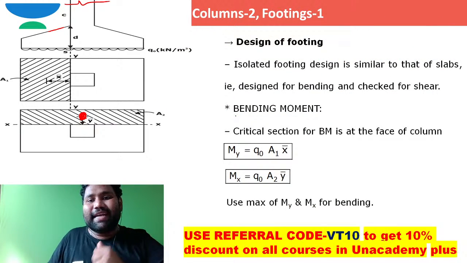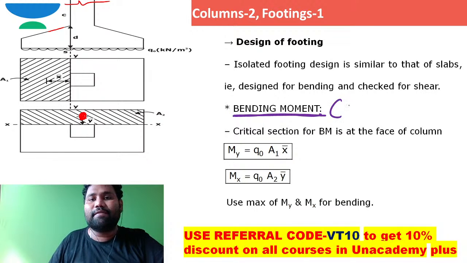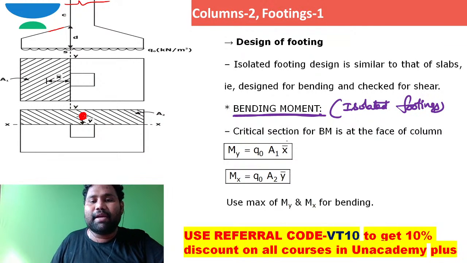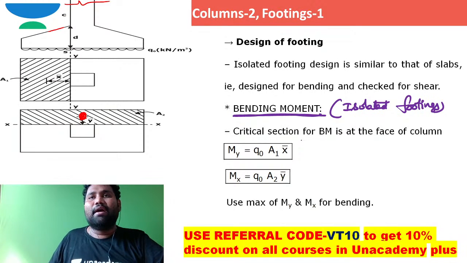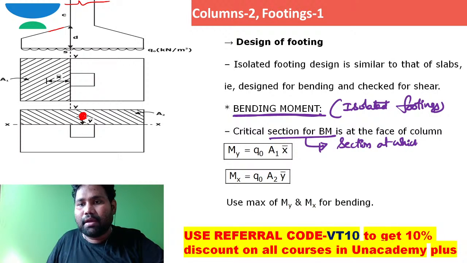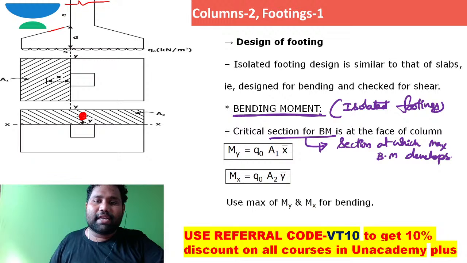So coming to the critical section for bending moment. What is the critical section for bending moment in the case of isolated footing? It is the section at which a bending moment failure we can see, or the section at which maximum bending moment is possible. The section at which maximum bending moment develops is nothing but the critical section for bending moment.